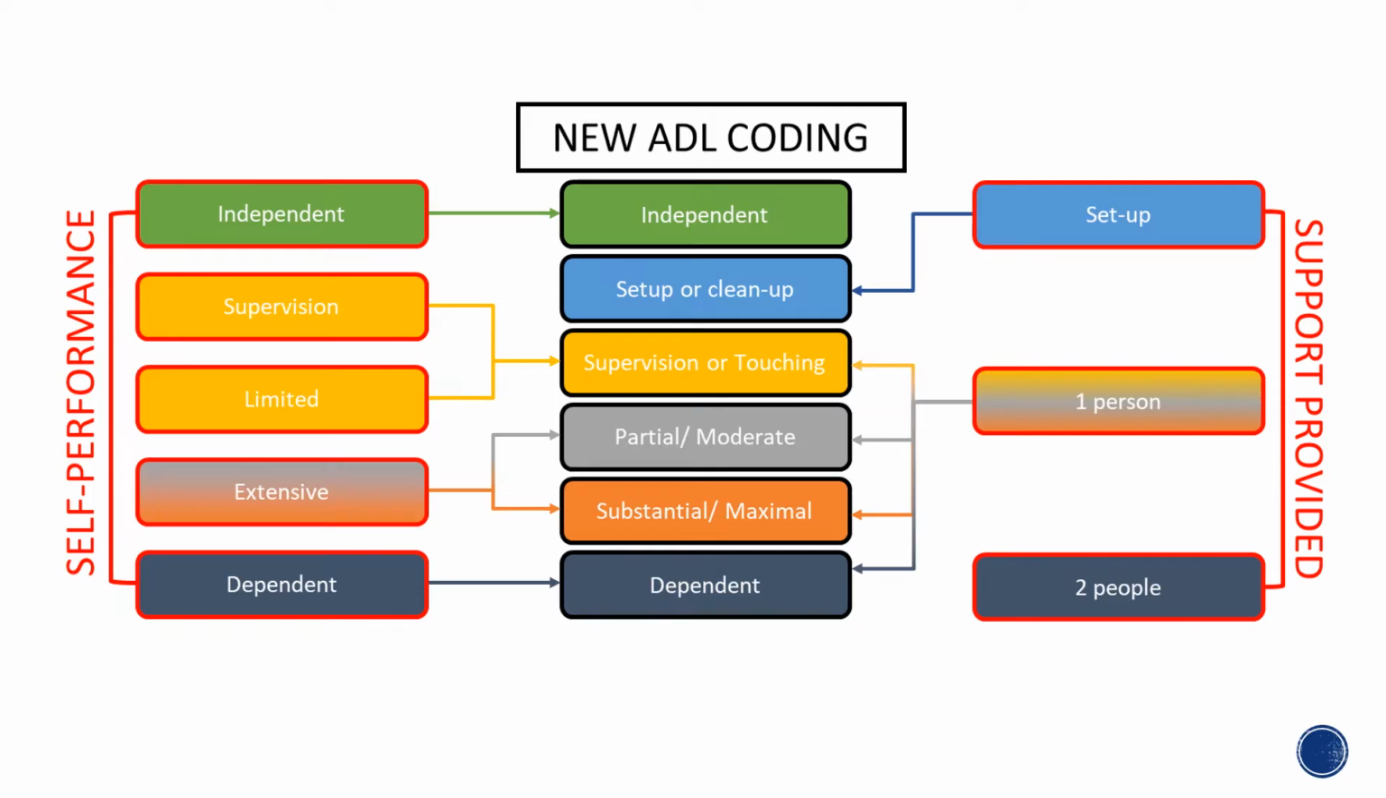Two-person assist is a little different now. No matter how much the patient can help us do things, if we're using two people to complete the ADL, we will mark that as dependent.